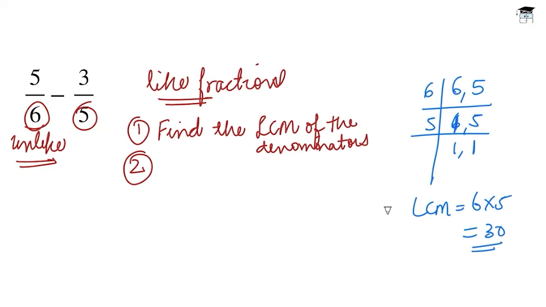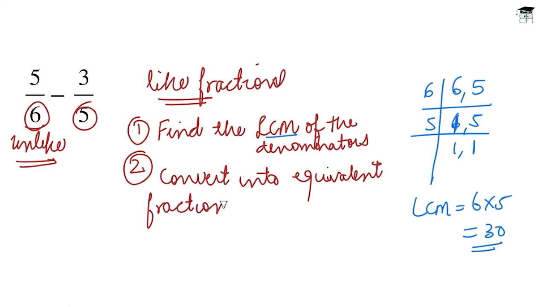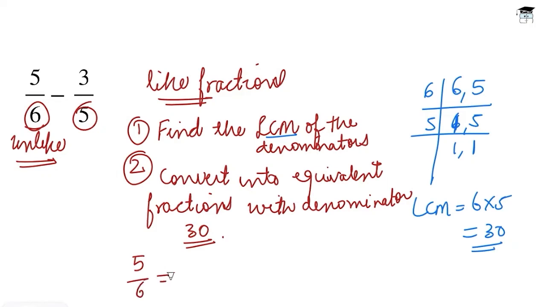Okay, so what about the second step? We have found the LCM of the denominators. The second step was to convert these unlike fractions into equivalent fractions having the denominators equal to the LCM, which is 30. Right. So how did we do that? First of all, we write both the fractions.